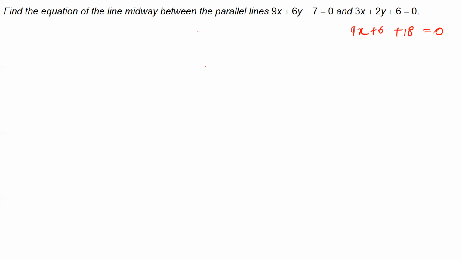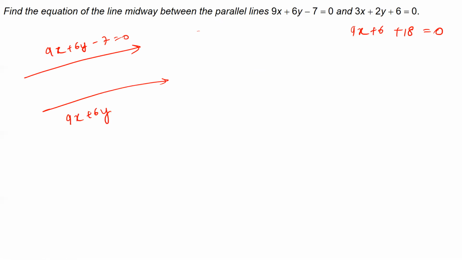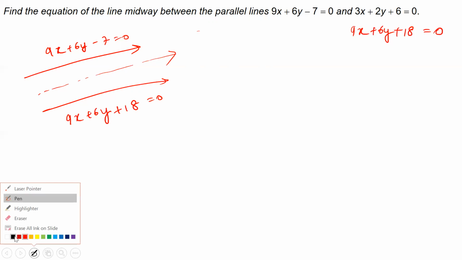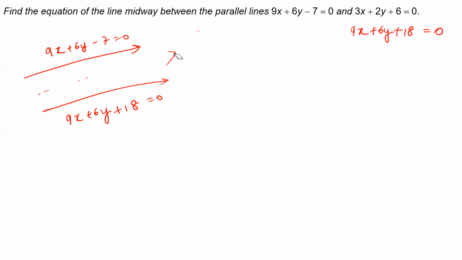We have to find the line midway between these two parallel lines. So suppose we are given these two lines, 9x plus 6y minus 7 is equal to 0, and another straight line, 9x plus 6y plus 18 is equal to 0. We have to find the line that is midway between these two parallel lines. So let me change the color, I'll use the black one. We have to find the equation of, suppose, this line, which is midway between these two parallel lines.